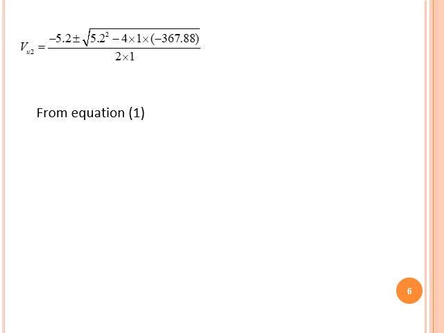So VU2, taken as the x value, is equal to minus b plus or minus square root of b square minus 4ac, divided by 2a. According to that, in the previous expression, the value of b is equal to 5.2, the value of a is equal to 1, and the value of c is equal to minus 367.88.